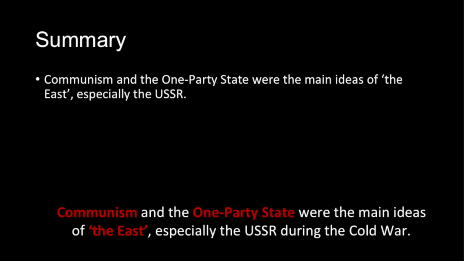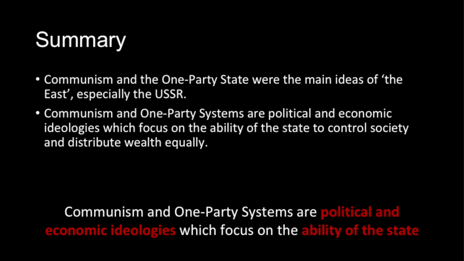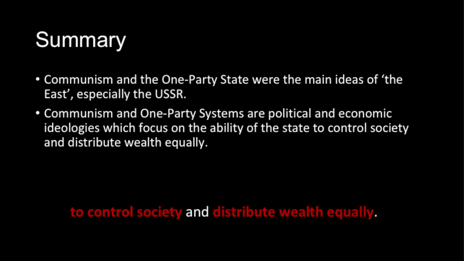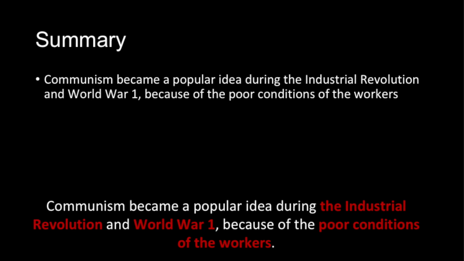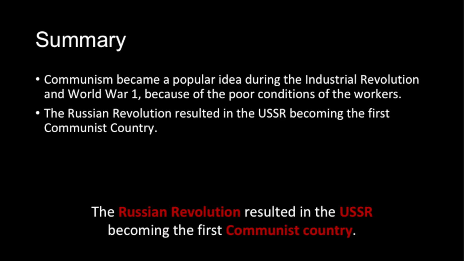So, to summarise what we have learned today, communism and the one-party state were the main ideas of the East, especially the USSR, during the Cold War. Communism and the one-party system are political and economic ideologies which focus on the ability of the state to control society and distribute wealth equally. They usually maintain control by restricting individual freedoms. Communism became a popular idea during the Industrial Revolution and World War I because of the poor conditions of the workers. The Russian Revolution resulted in the USSR becoming the first communist country.